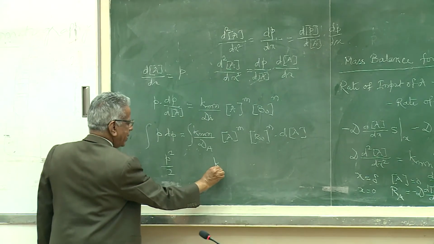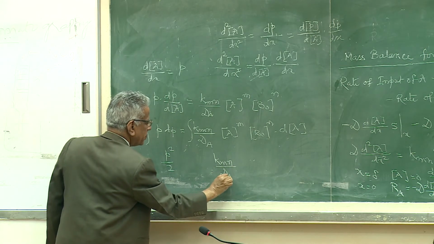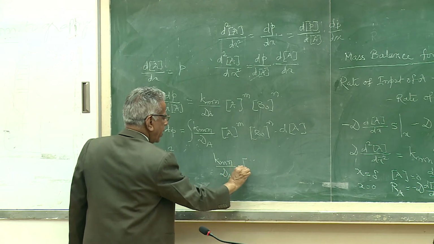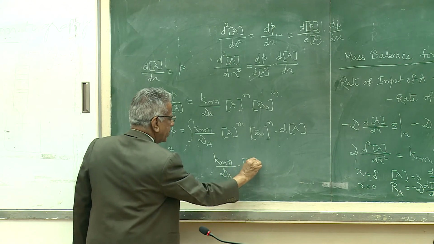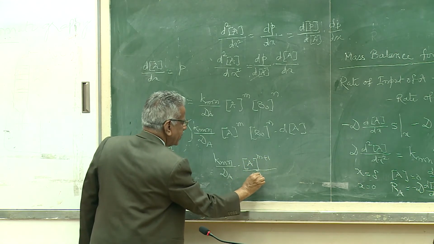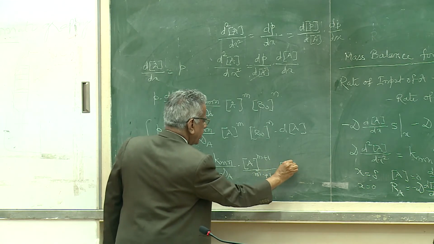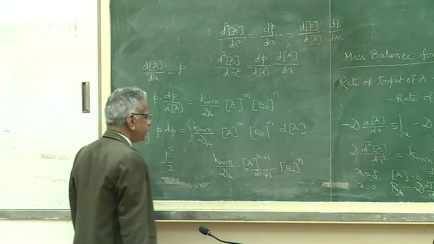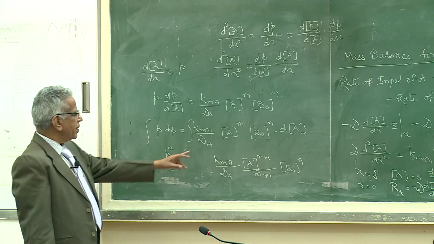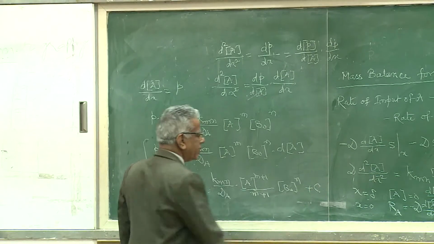So, Kmn upon dA, A raised to m plus 1 divided by m plus 1, B naught raised to n. Understood? Plus integration constant, plus integration constant.